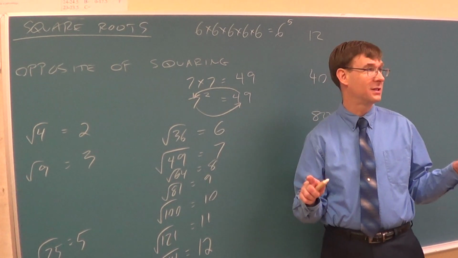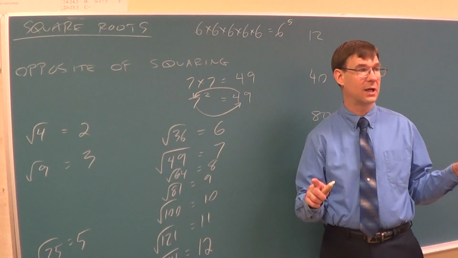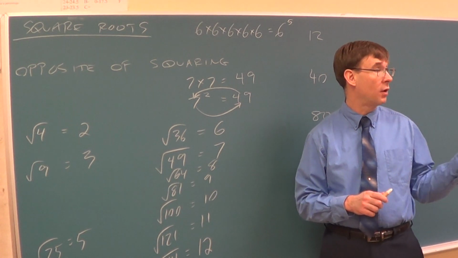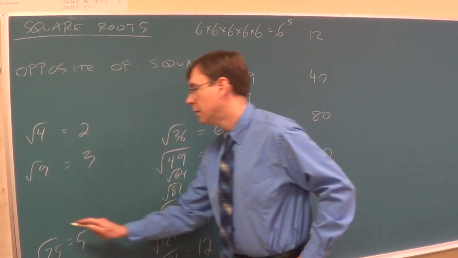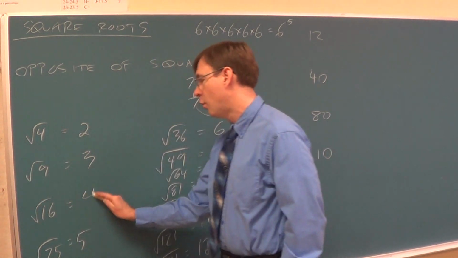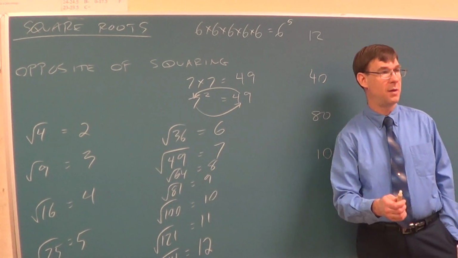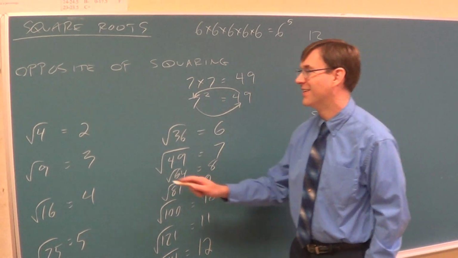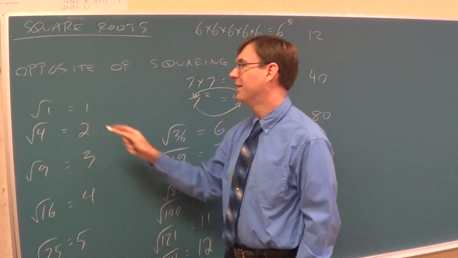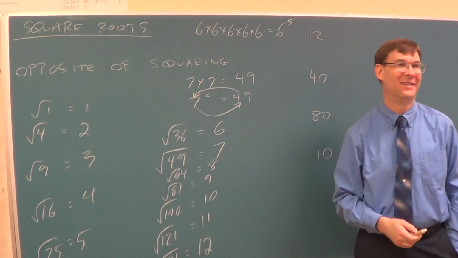Neither of you think of who we're missing yet? We're missing a couple. 16. Okay, 16 will get you 4, because 4 times 4 is 16. Who else may we be missing? 1. Okay, what's the square root of 1? 1, because 1 times 1 makes 1.